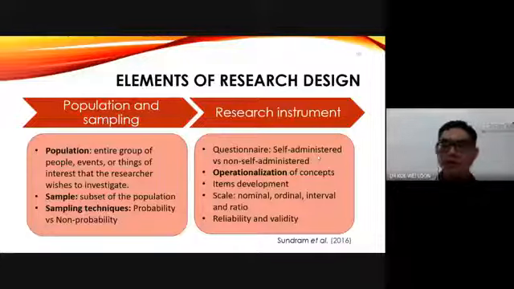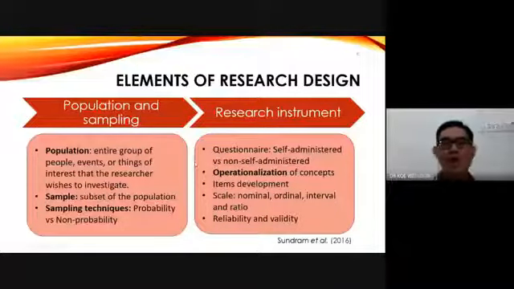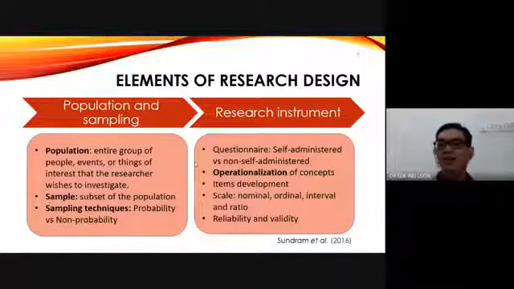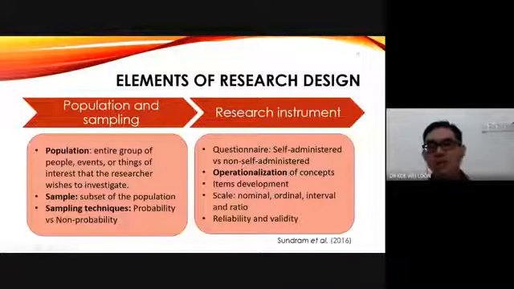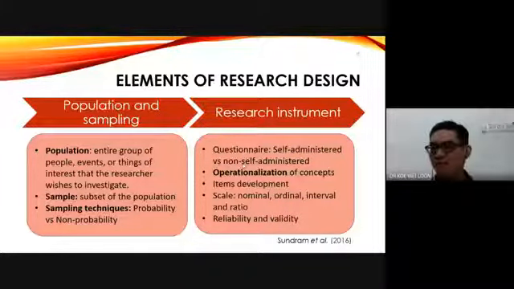But of course, logic must prevail lah. That means that if let's say you say that your population are all managers, your respondents are managers in SMEs and so on. And then in your research instrument, you say that your questionnaire is non-self-administered questionnaire, then it may not make sense. It may not be logical. Managers, they can read, they can write, they can answer the question. Why must it be a non-self-administered questionnaire? So when you write your research design, you have to make sure that logic prevails.